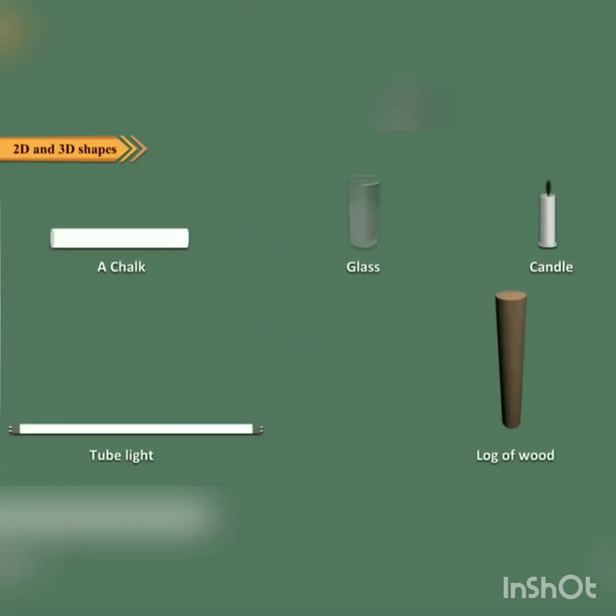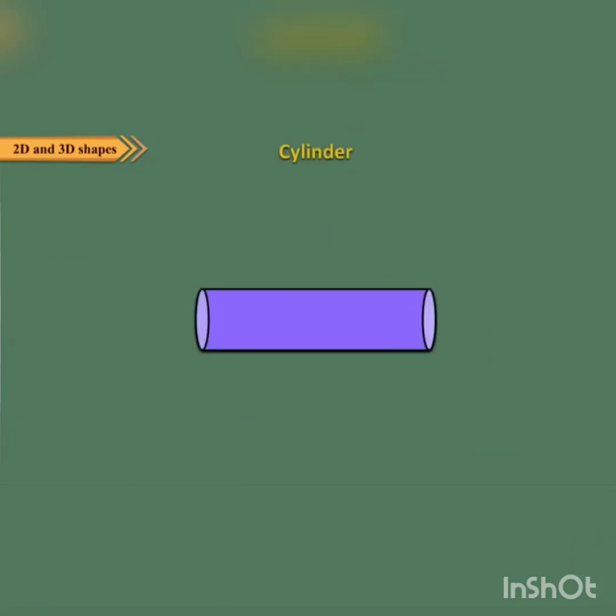And then look at these objects. These objects are called cylinders. In daily life we are seeing these objects. A cylinder has no vertices but has two curved edges and three faces. One face is a curved face and the other two are flat faces, one on top and one at the bottom. Totally three faces.